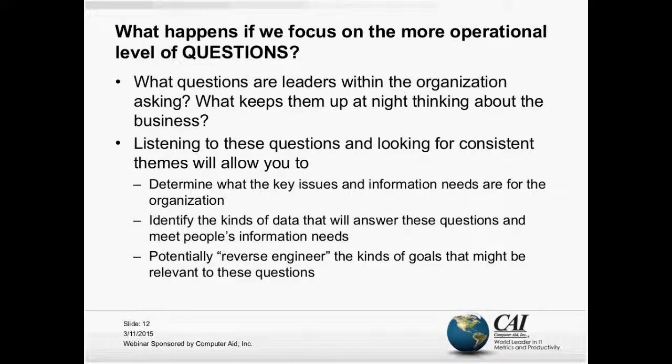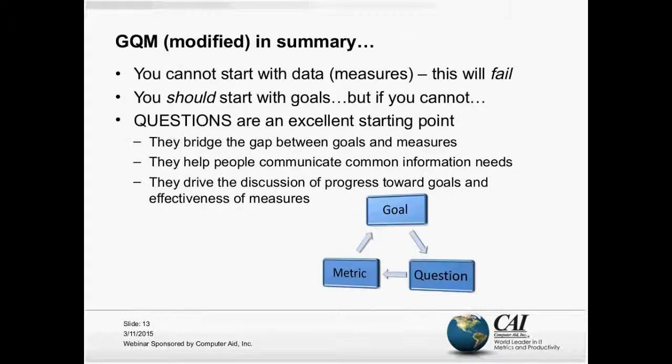So if you start with those questions, it's really down at that level where people are thinking, people are doing and acting, and it allows you to then think about the bigger picture. Approaching a measurement program with a GQM modified strategy at the ground level. If you start at data level, this fails.